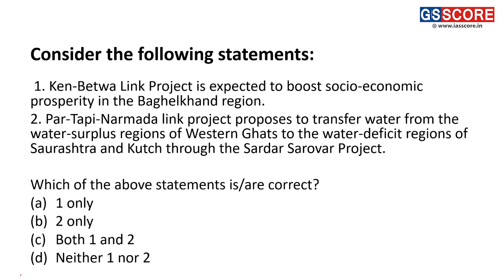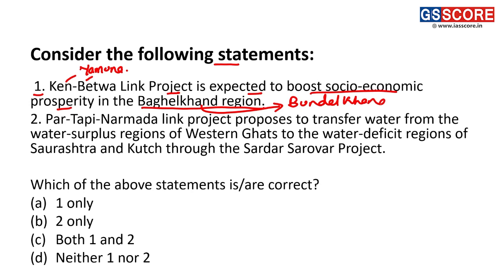Next question we have here with regard to the interlinking of rivers. The question is, consider the following statements. Statement 1. The Ken-Betwa link project is expected to boost socio-economic prosperity in the Bagelkhand region. If you are aware about the Ken and Betwa rivers, these two rivers are the tributaries of Yamuna and they are flowing from the Bundelkhand region of Madhya Pradesh, thus making statement 1 an incorrect statement.